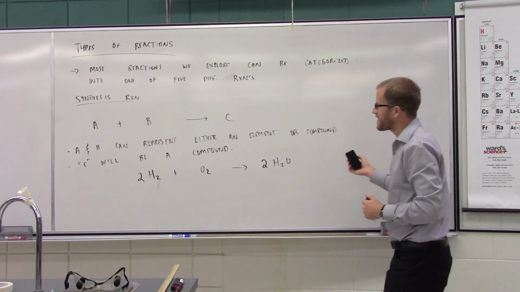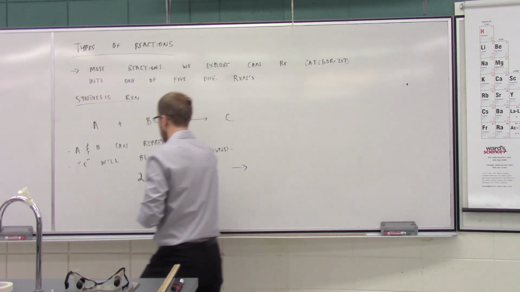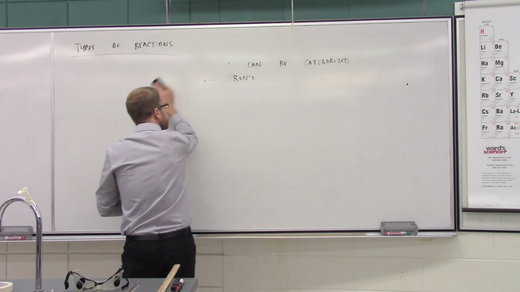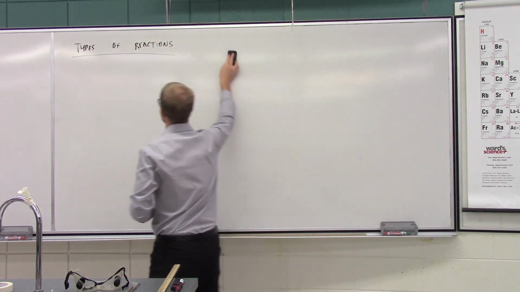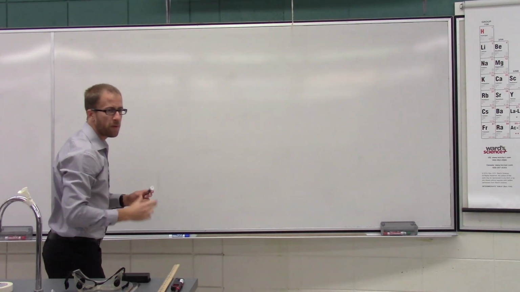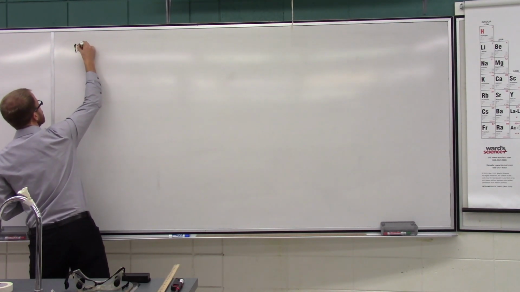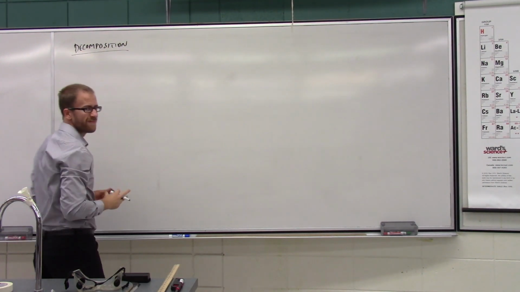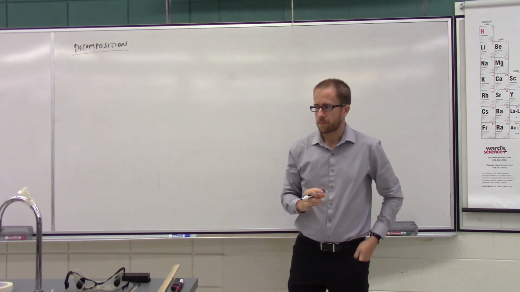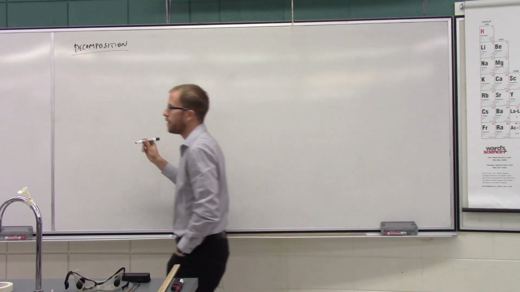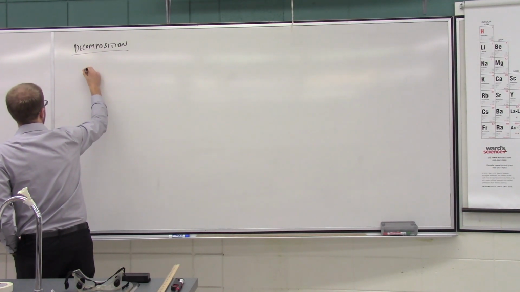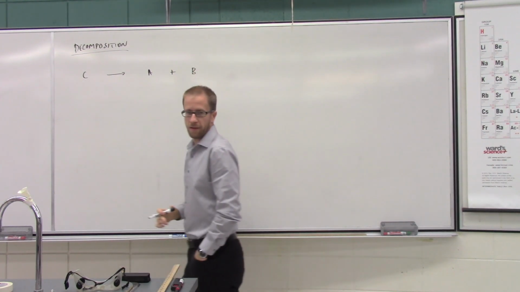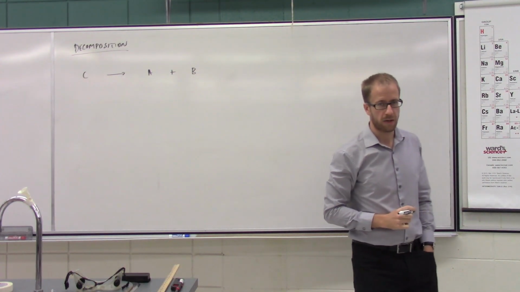So now let's talk about the next type of reaction. I don't have a demonstration for this one, but you will be doing one with your types of reactions lab. So this type of reaction is the opposite of a synthesis. This is a decomposition reaction. And with a decomposition reaction, it takes the general form of C produces A plus B. You'll notice it looks like the complete opposite of a synthesis reaction.